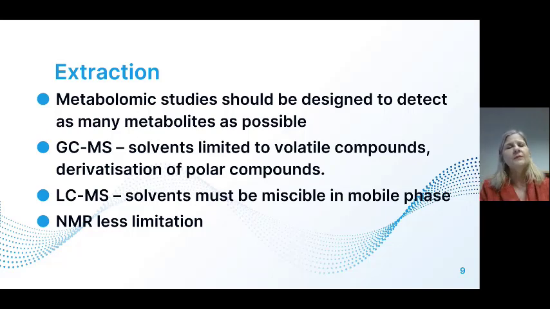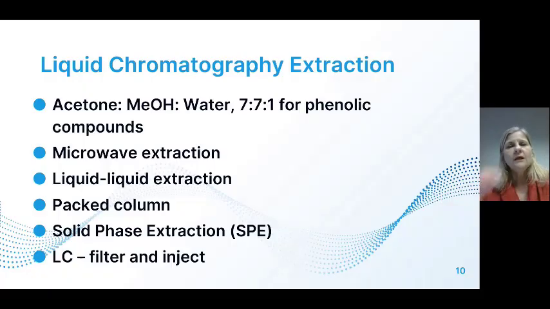If we want to do analysis using NMR, then there would be fewer limitations except for very high water content. Now, if you look at a liquid chromatography extract, you're looking at more polar compounds. There are various methods that you can use for your extraction. You would have a more polar solvent mixture. For example, the one that I often use is acetone, methanol, and water in a ratio of 7:7:1, which is quite polar. And this is specific for phenolic compounds.